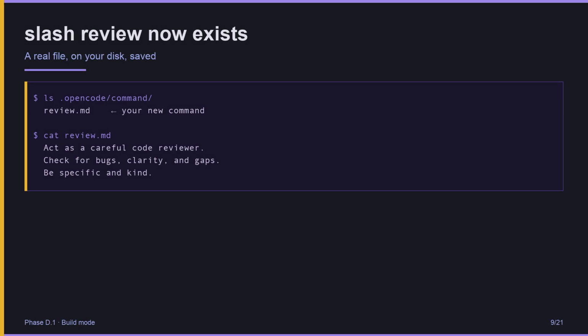The /review command is no longer just an idea you talk through. It is a real file, sitting in your project folder, saved on your disk. You can open it, read it, edit it by hand if you ever want to. It belongs to you now. Every time you type /review, OpenCode reads this file and follows the prompt inside it.